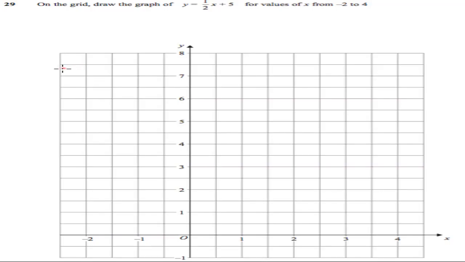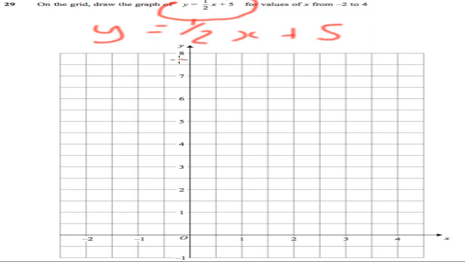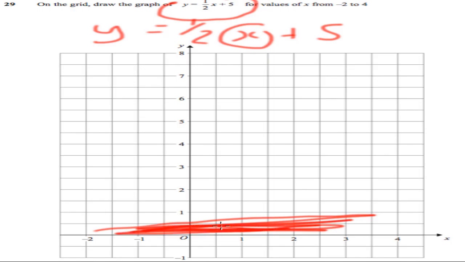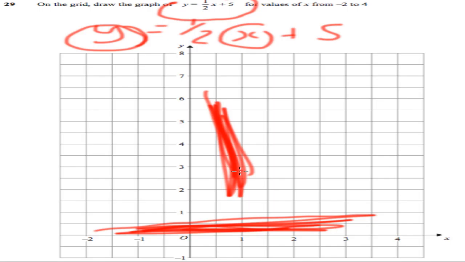Okay, so these questions are where they want you to draw a line on this graph based on this equation here. So this equation is y equals a half x plus 5. So whatever x is, whatever this coordinate is along this line, you have to halve it and add 5, and then you'll get the y coordinate, which is this up and down here.